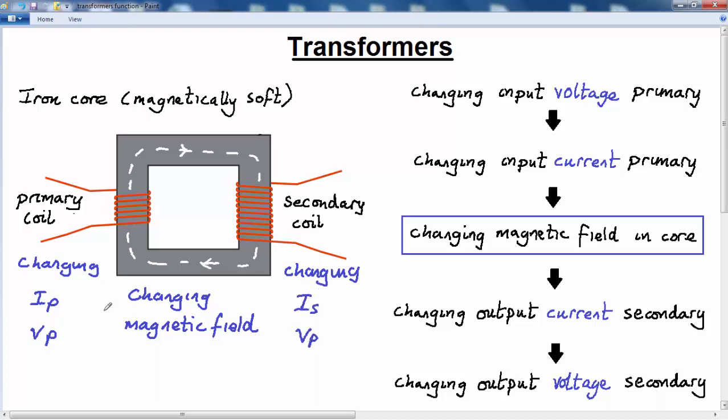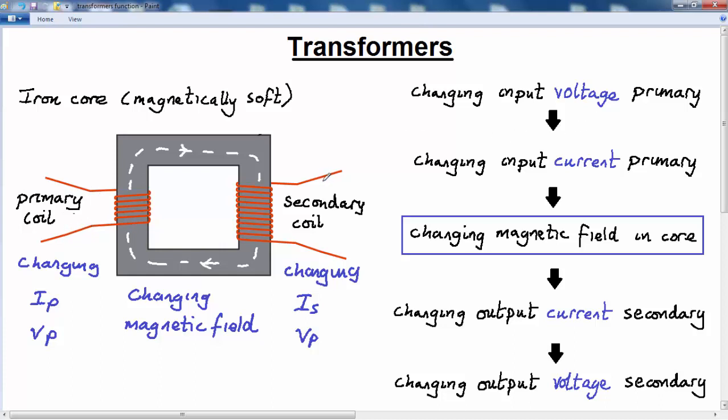So just to emphasize this, the current has to be changing. This induction effect will not work if the magnetic field in the core is fixed, if it's permanent, if it's not changing. So we must have a changing magnetic field in the core. Therefore, we must have a changing electric current and voltage in the primary coil.